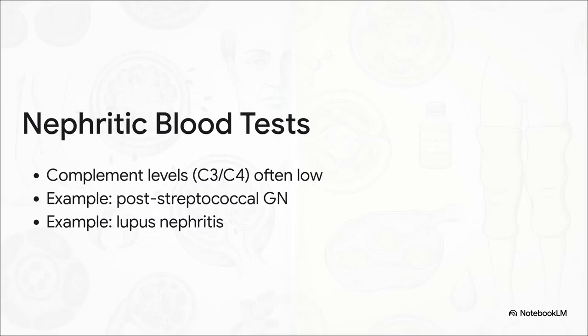And if you want to confirm all that immunological anger, you just have to look at the blood work. In nephritic syndrome, complement levels, specifically C3 and C4, are often low. Why is that? Well, because the immune system is actively using them up to drive that glomerular inflammation. Some classic examples you'll definitely see on the wards include post-streptococcal glomerulonephritis or lupus nephritis. So that low complement level, that's a massive clue.